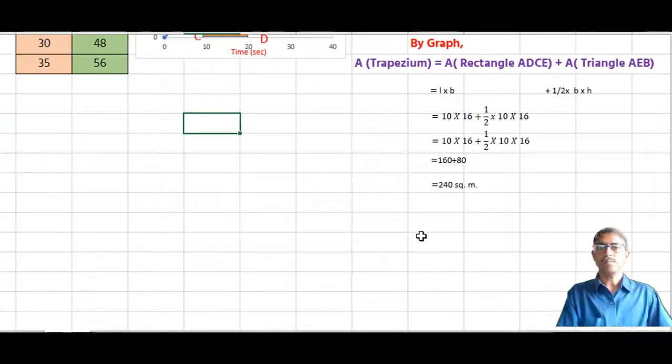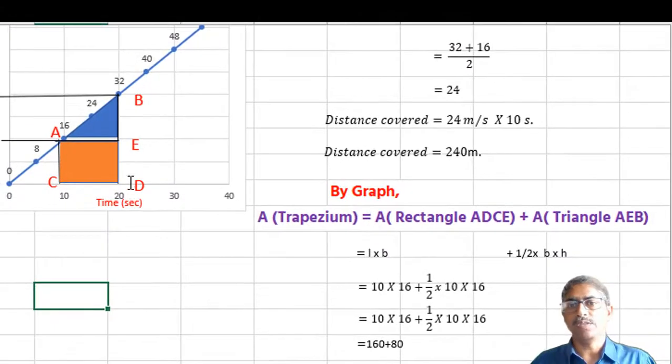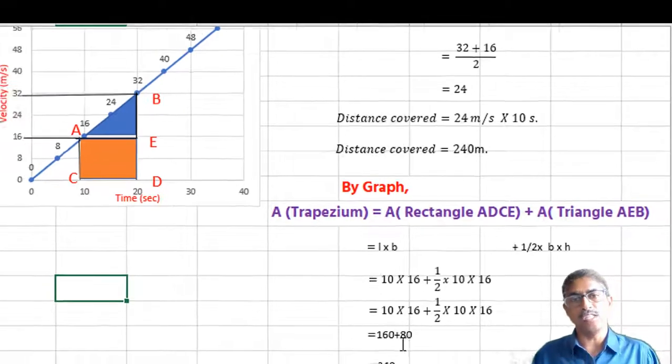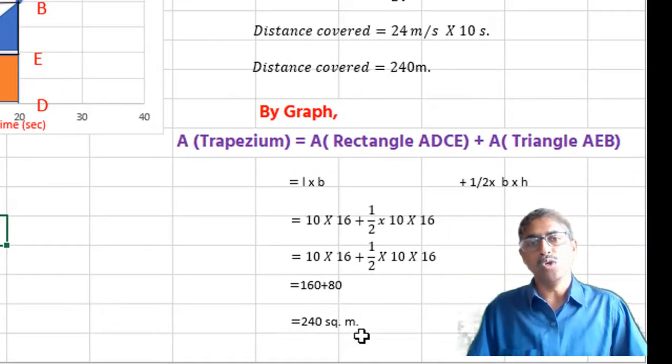Now see by the graph, the trapezium ABDC, that is the area of rectangle ADCE plus the area of triangle AEB, is equal to length into breadth plus 1/2 into base into height, that is 10 into 16 plus 1/2 into 10 into 16, which is equal to 160 plus 80, that is 240 square meter.